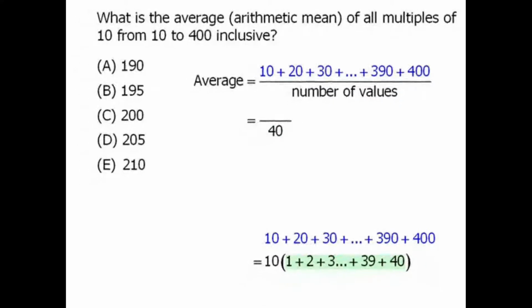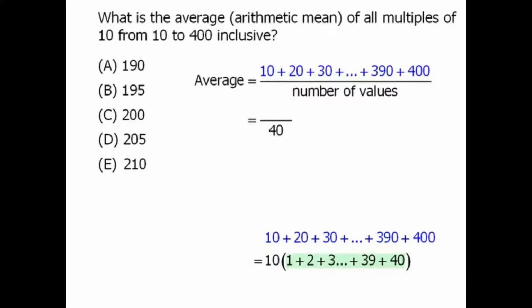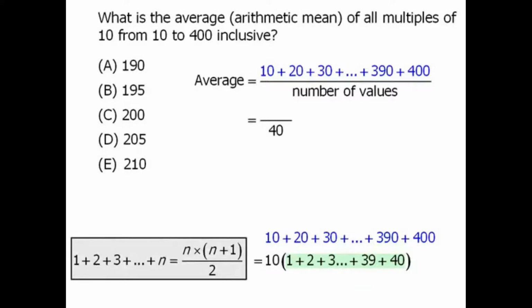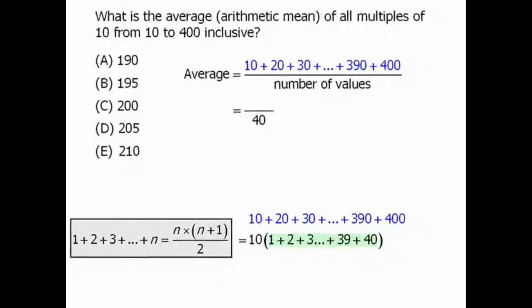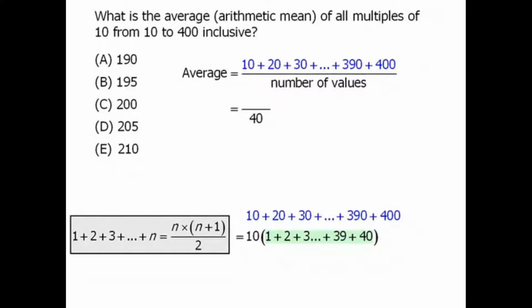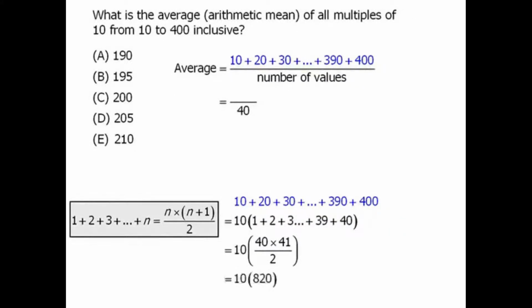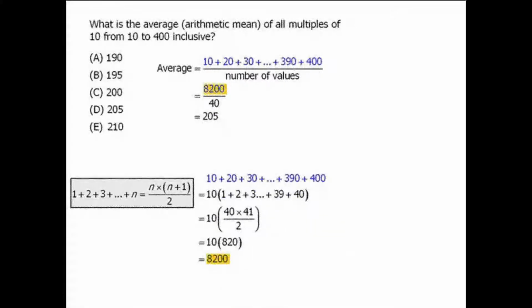Now let's work on the sum. The sum of integers from 1 to 40 can be calculated using this nice formula. It says that the sum of numbers from 1 to n will equal n times n plus 1 divided by 2. So the sum of numbers from 1 to 40 will equal 40 times 41 divided by 2. We can evaluate this to be 820, so we find that the total sum is 8,200, which we can add up here. Finally, we can evaluate this to find that our average is 205, meaning that our answer is D.